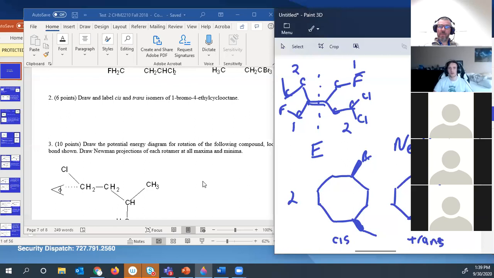Okay. The words cis and trans keep getting confused. If they're both the same, they're cis. If there's one of each, they're trans. That's right.